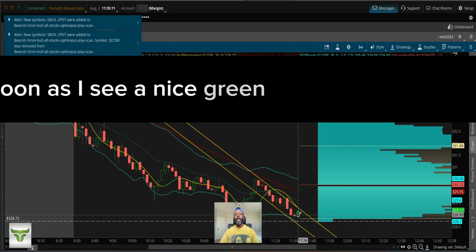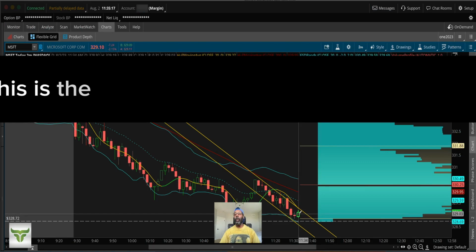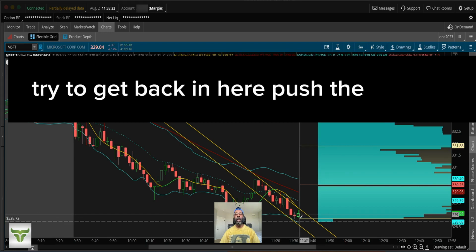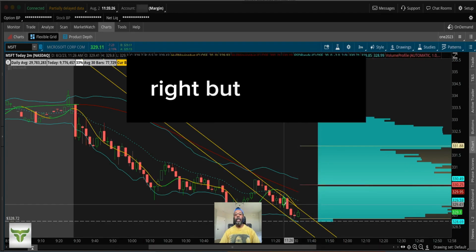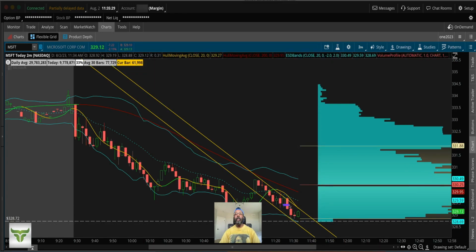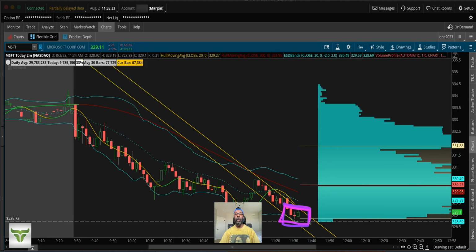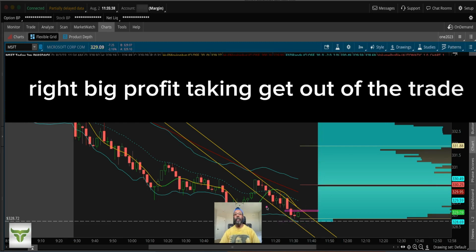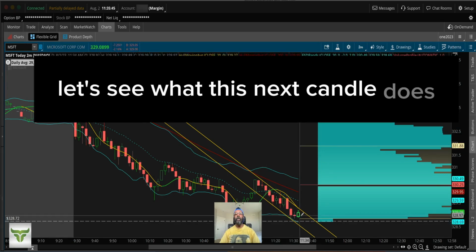As soon as I see a nice green candle, I say, okay, well, this is the bulls trying to take position again, try to get back in here, push the stock up. We got to wait and see, right? But those are my parameters right there. Big profit taking, get out of the trade. Let's see what this next candle does.